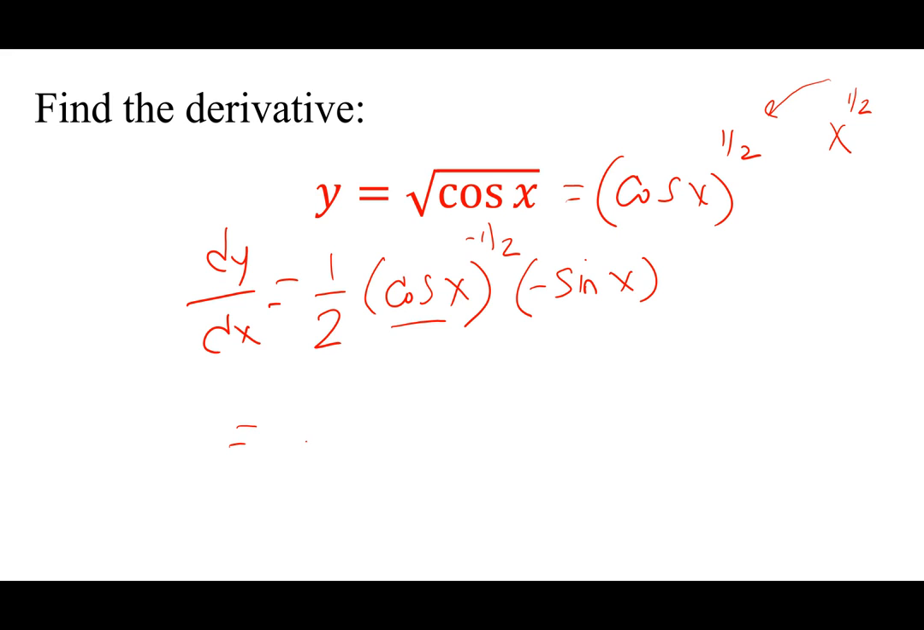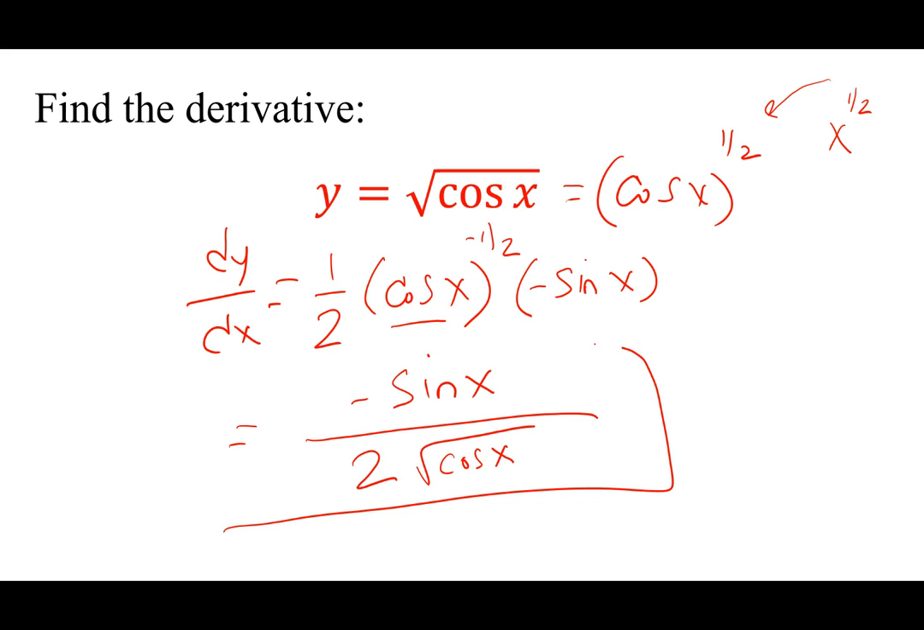And then for your final answer, we know that there's a 2 in the bottom because of the 1/2. We're going to leave the negative sine of x in the numerator, and you're going to bring the cosine of x to the denominator, and you can either write it as the square root of the cosine or the cosine to the 1/2. It doesn't matter which one, and also it's perfectly fine that you have a square root in the denominator. That really is not an issue in these kinds of problems.